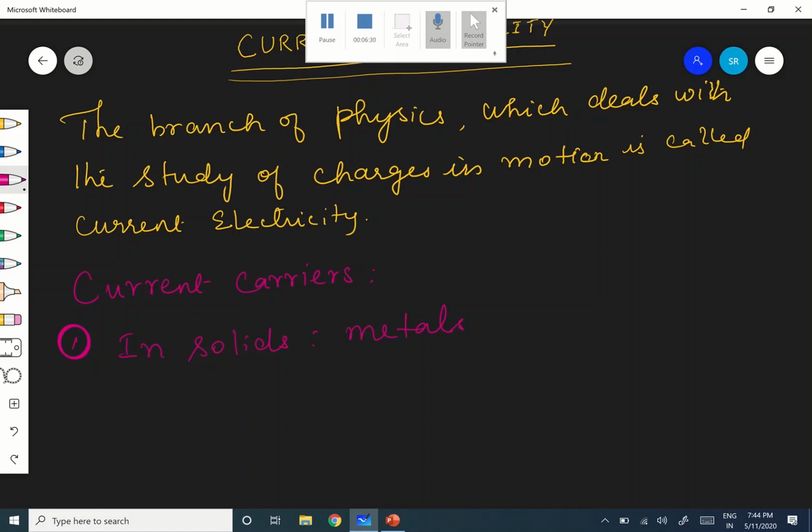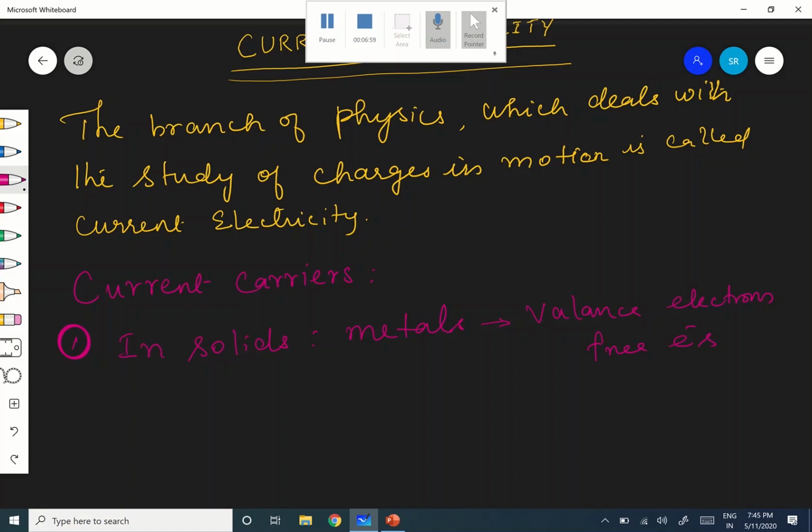These free electrons in metals, the valence electrons, are the charge carriers or current carriers. In the case of metals, the free electrons are current carriers.